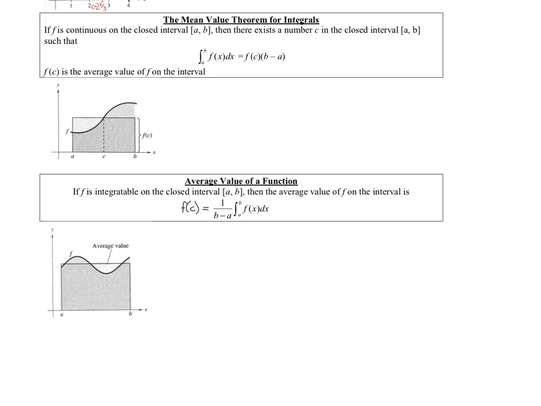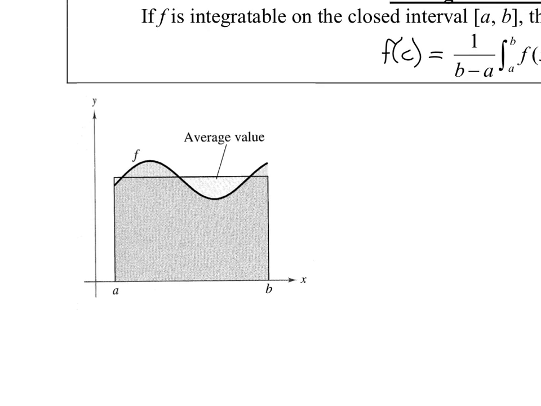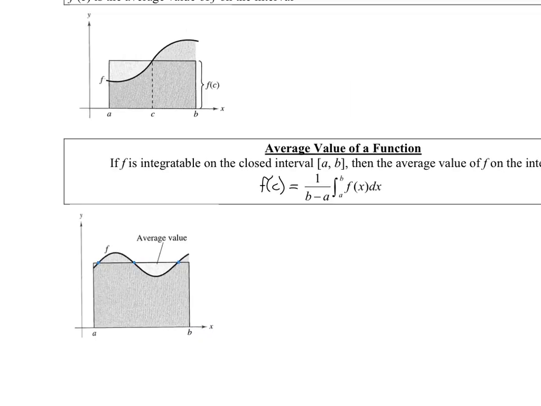Notice it says there exists a number c. You can see right here in this example down below, it's possible, just like we had with the mean value theorem for derivatives, it's possible that you could have different c's that all have the same f of c. Alright, so you could have more than one, but this guarantees that we'll have at least one. Okay?